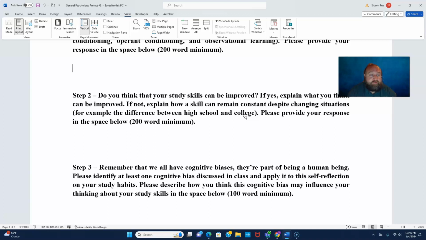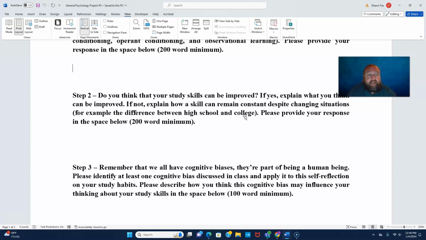Your study skills have worked in middle school, they worked in high school, but now you're in college. Those are different teaching formats, those are different environments. So if your skills aren't changing, how are you adapting to those, right? You kind of have to explain that part, and it's difficult. So in step 2, it's going to be 200 word minimum.